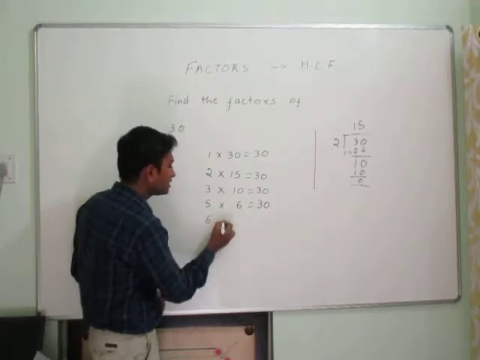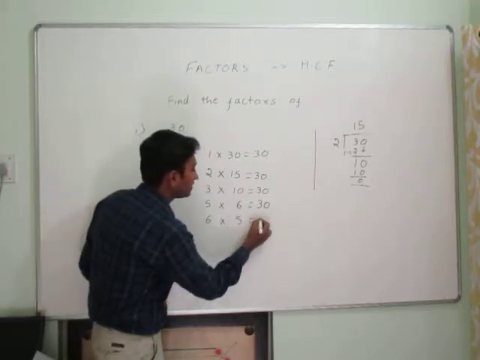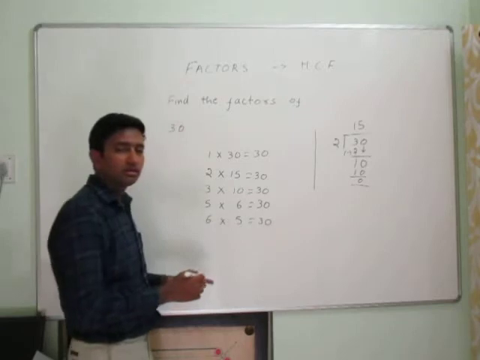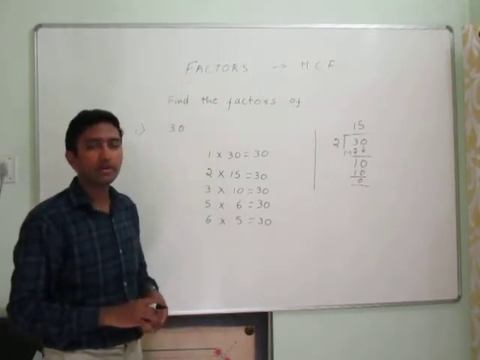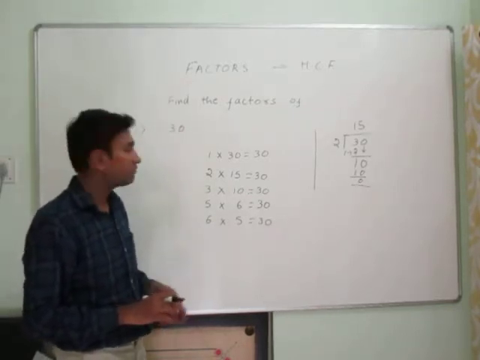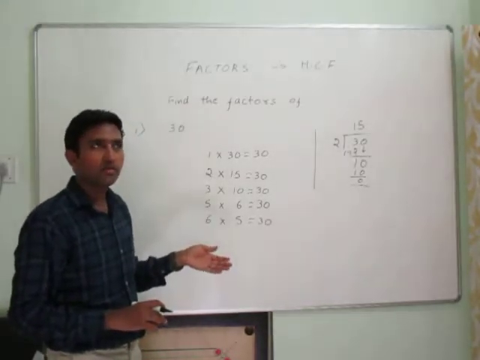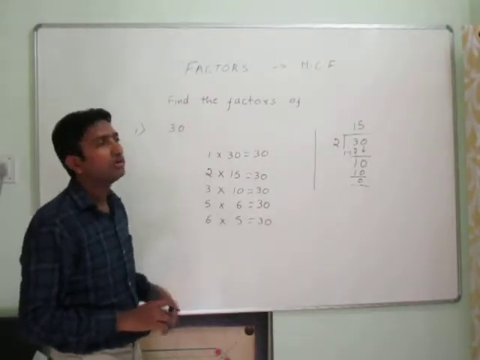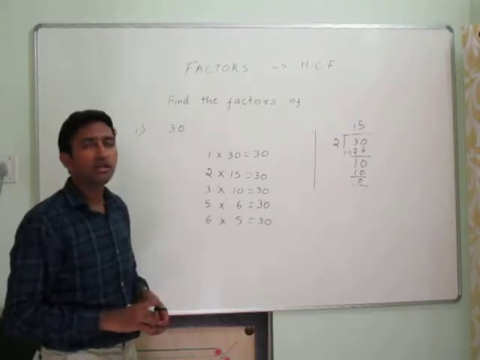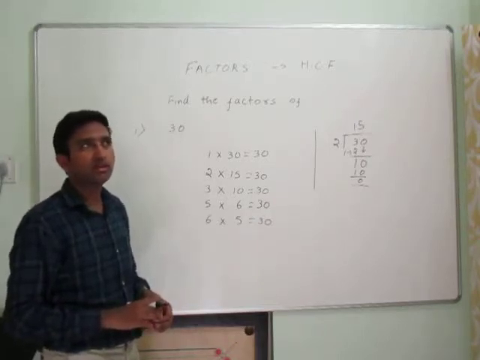Answer here itself. 6 5s are 30. Next, 7 tables. 7 2s are 14, 7 3s are 21, 7 4s are 28, 7 5s are 35. No. Next, 8 tables. 8 1s are 8, 8 2s are 16, 8 3s are 24, 8 4s are 32. No. Then 9 tables. 9 3s are 27, 9 4s are 36.